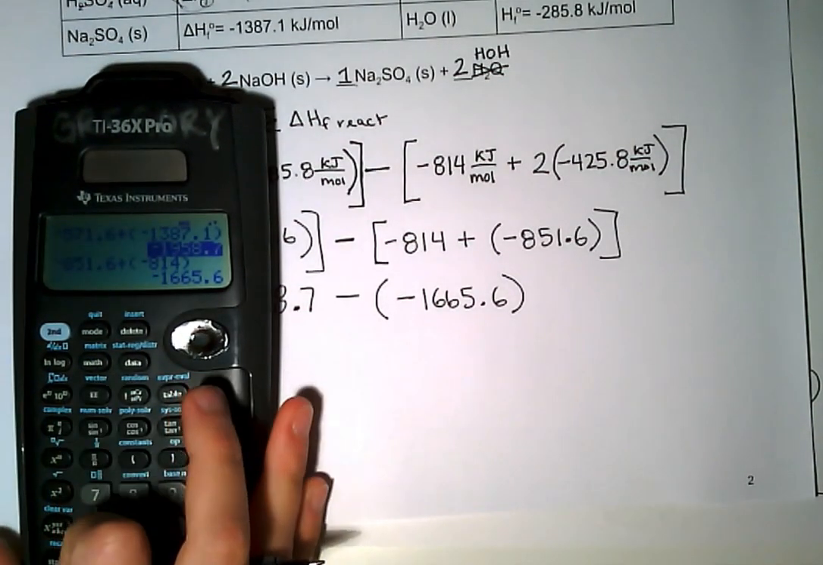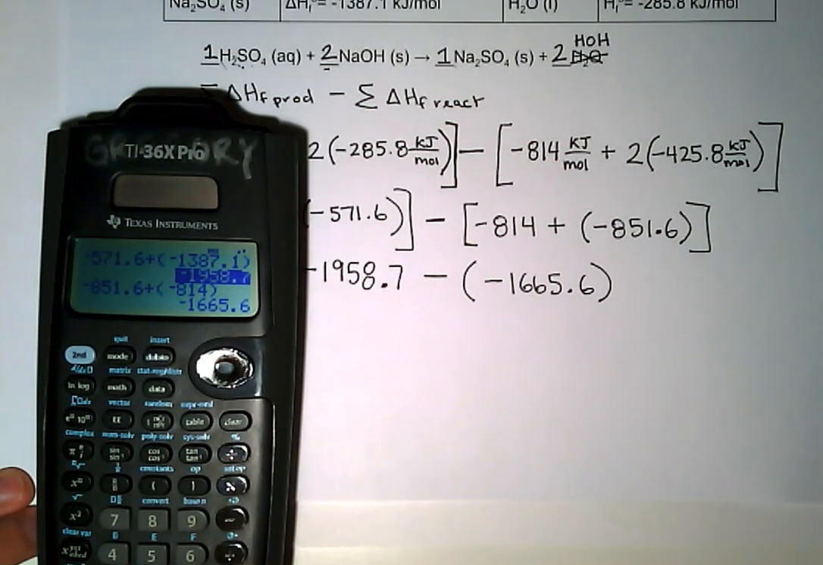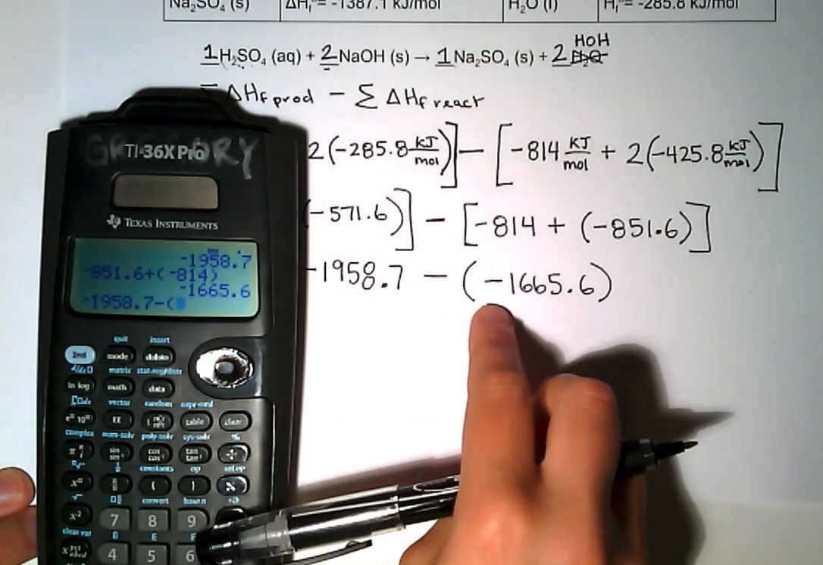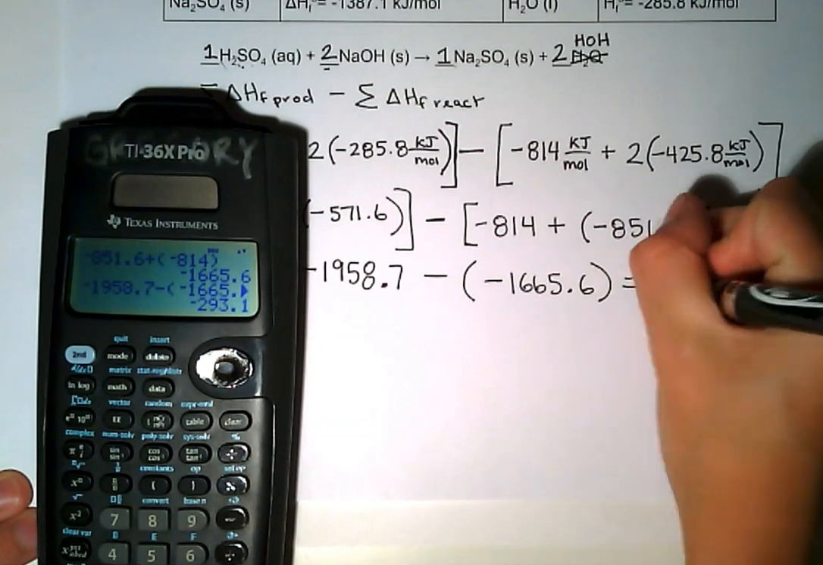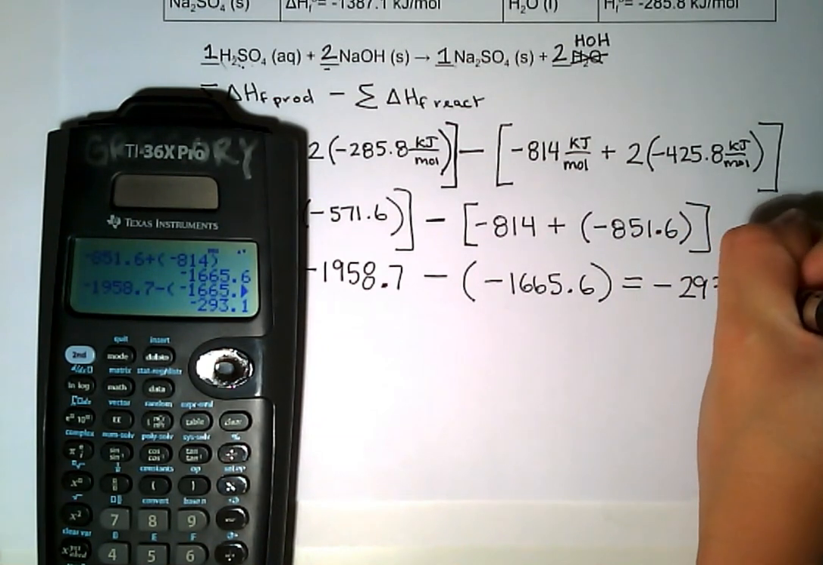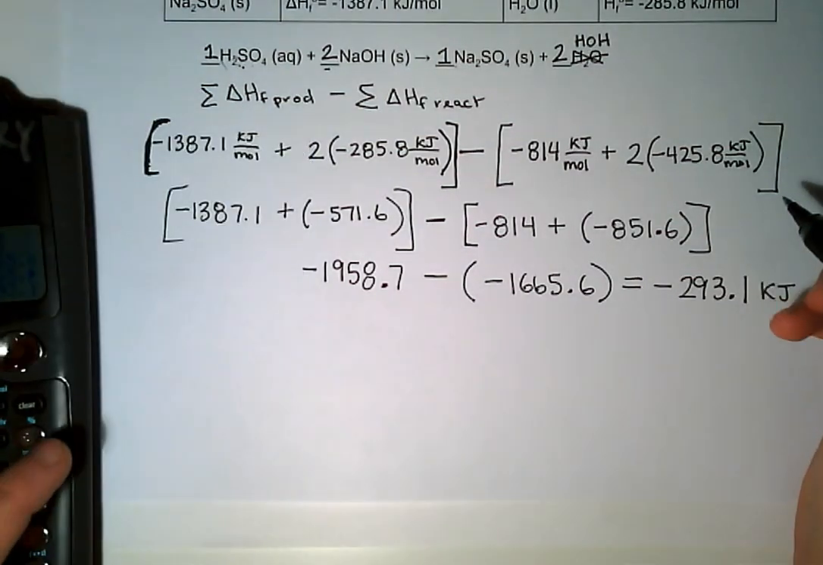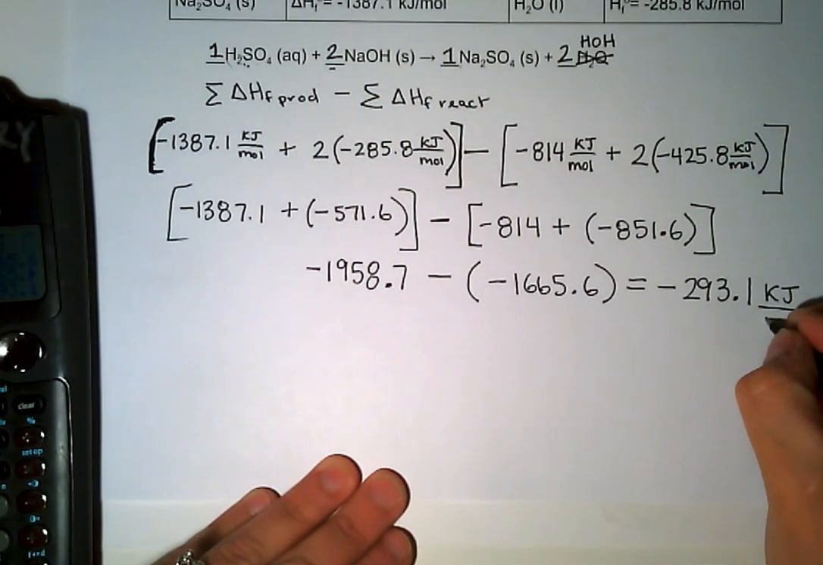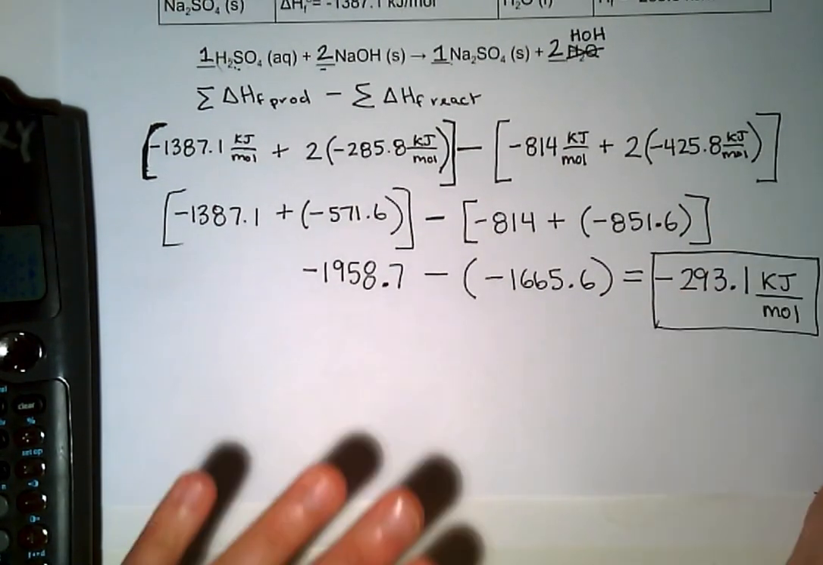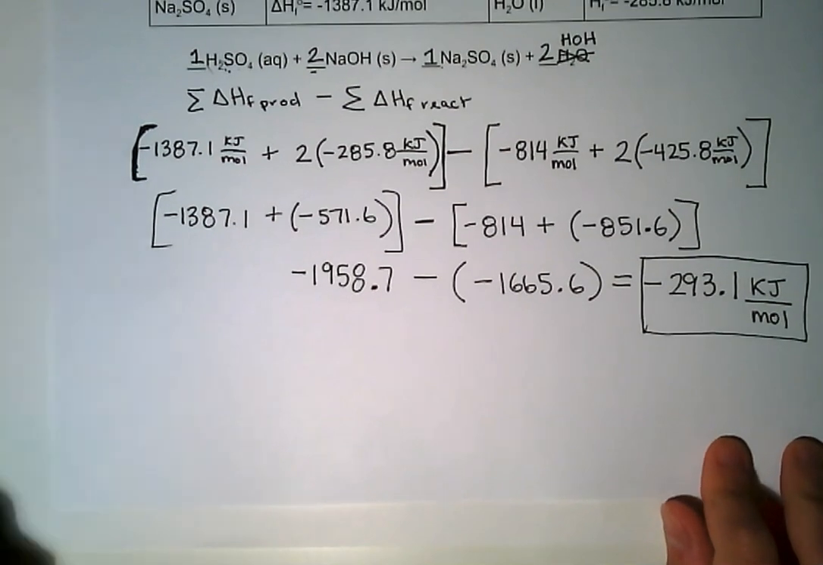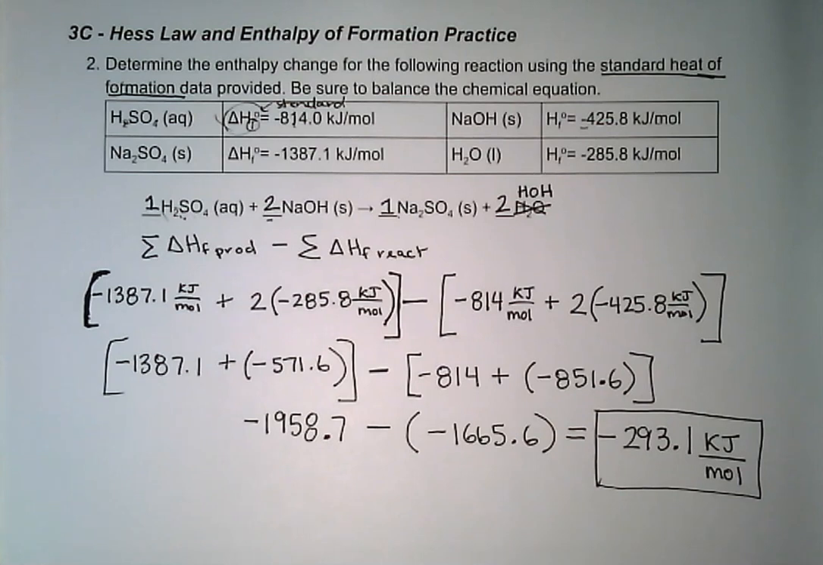Now all that I have to do is do this answer minus that answer. So, let's move it over so you can see a little better, negative 1958.7 minus, open parentheses, negative 1665.6, and that gives me negative 293.1 kilojoules. And of course my units are actually kilojoules per mole. So there is my final answer. Just a lot of addition and subtraction here basically, and making sure that we pay attention to our negatives in this problem.